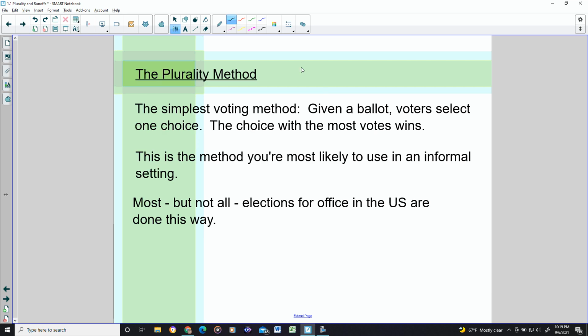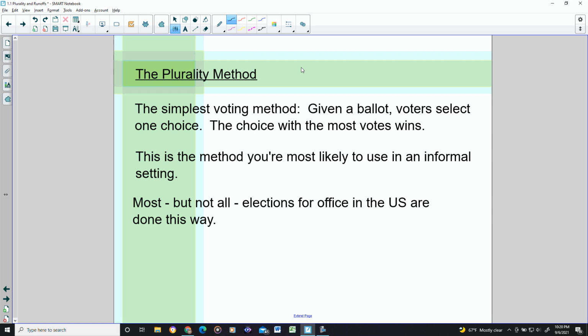Okay. So the plurality method of actually voting on an election is as simple as what you think it is. Given a ballot, voters select one choice and one choice only. The choice with the most votes wins. Brutally simple. Nothing involved except common sense. Most, but not all, elections for office in the United States are done this way.